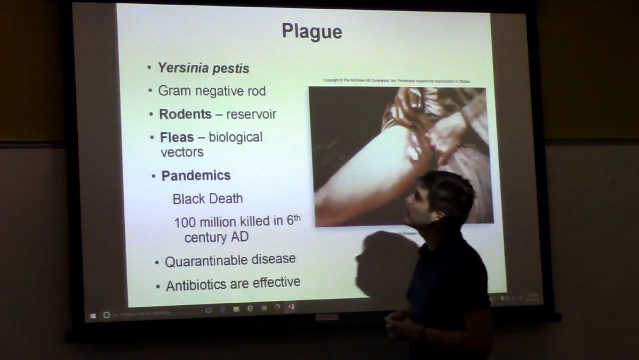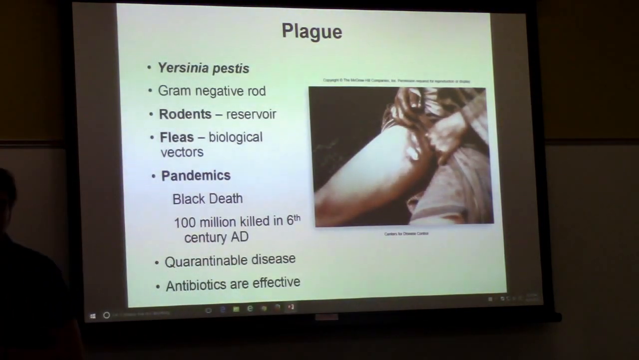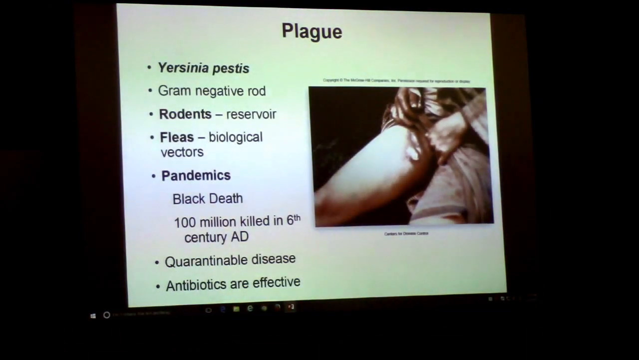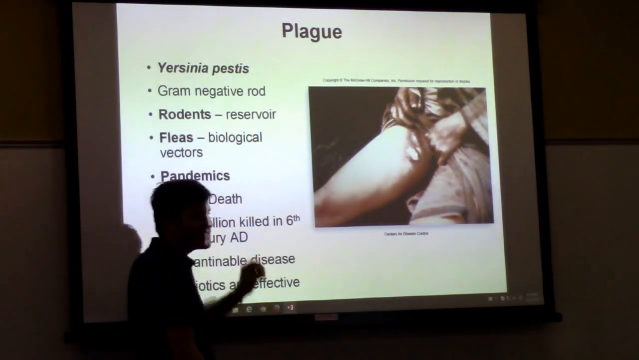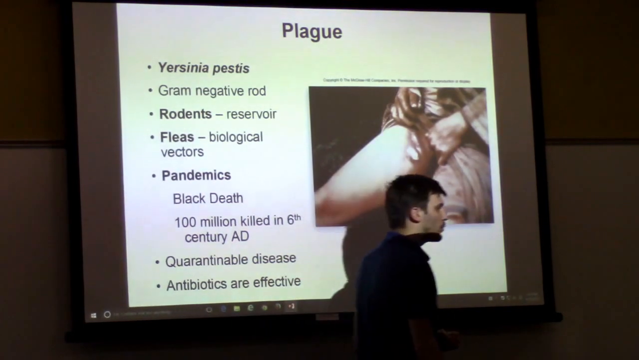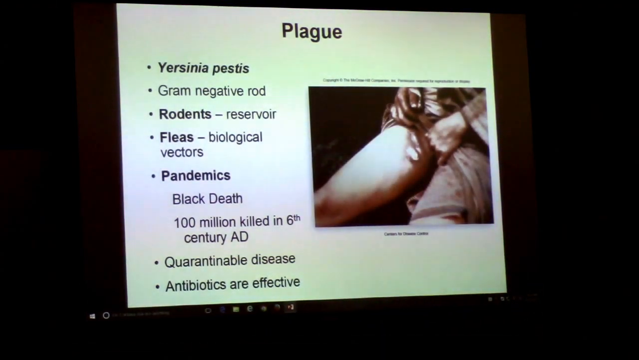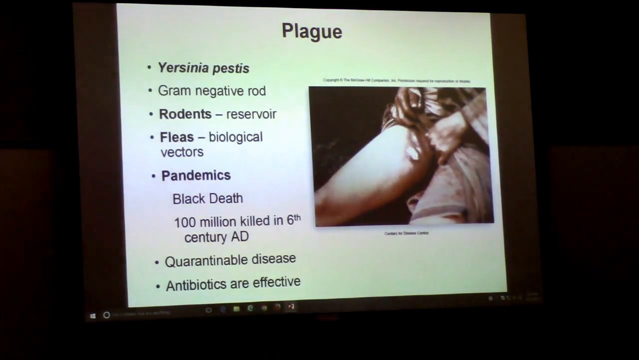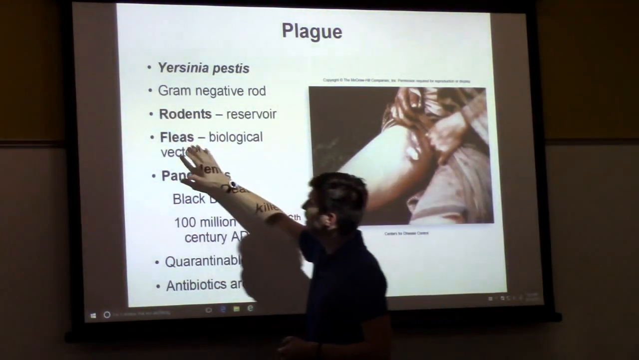Okay, next we have plague. Plague is caused by a bacterium known as Yersinia pestis. Yersinia pestis is a gram-negative rod, and it uses rodents as its reservoir. A reservoir is just an animal where the organism can hang out and wait until it can eventually get into a human. So rodents are the reservoir, and how does it get into humans?